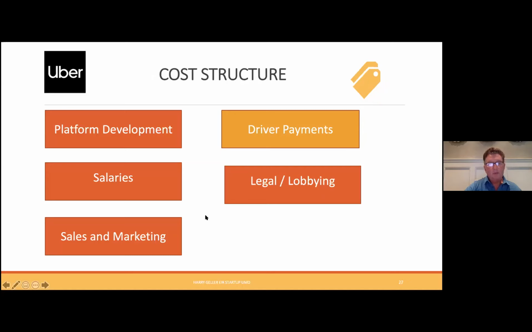The example with Uber would be platform development. What did it cost them to develop their platform? Their salaries that they had to pay, and then sales and marketing. And also with some of the problems Uber had, legal and lobbying became a big cost structure. And then on the supply side, the driver payments were a big part of the cost structure as well.